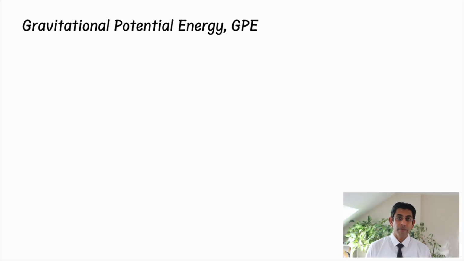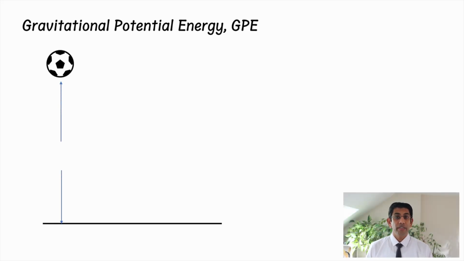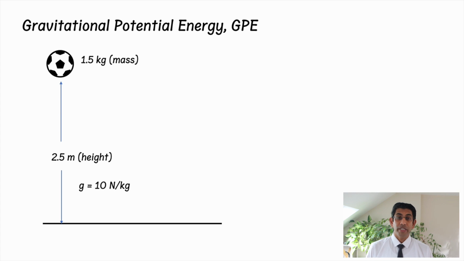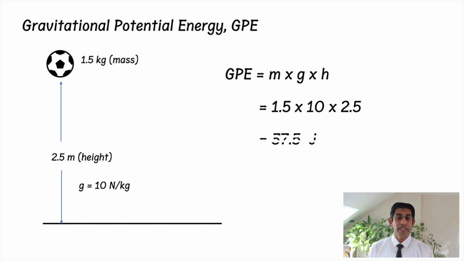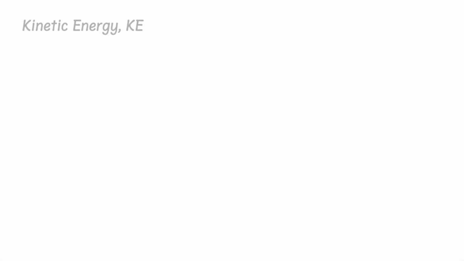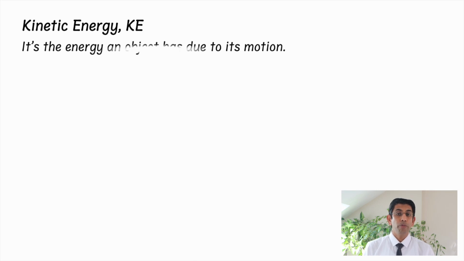Let's do a calculation. In this example, the object is placed 2.5 meters above the ground in a gravitational field strength of 10 newtons per kilogram, and the mass of the object is 1.5 kilograms. If you apply the equation, gravitational potential energy equals mass times gravitational field strength times the height. If you apply the values to the equation, the answer will be 37.5 joules.